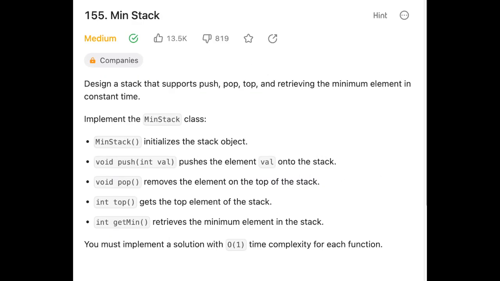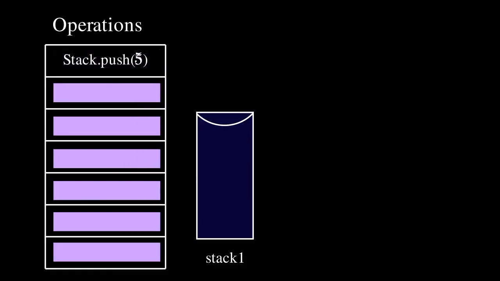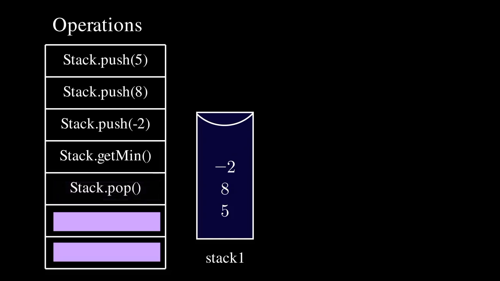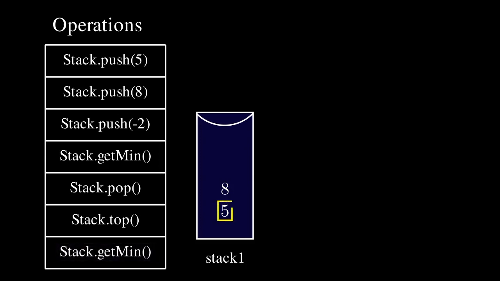So what's the secret behind implementing a stack that lets you get the minimum value in constant time? Imagine we have a normal implementation of a stack data structure. You go ahead, push some values onto it, and then you're asked to get the minimum value. This time it's easy because -2 is right there. But now, what if we pop -2 and ask to get the minimum value again? How do you get 5 in constant time?